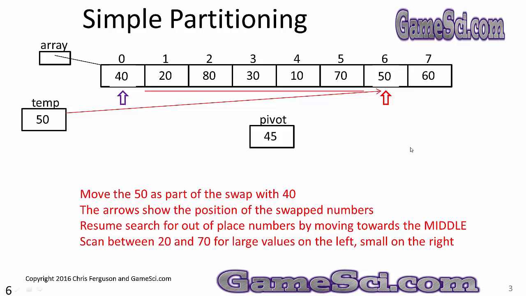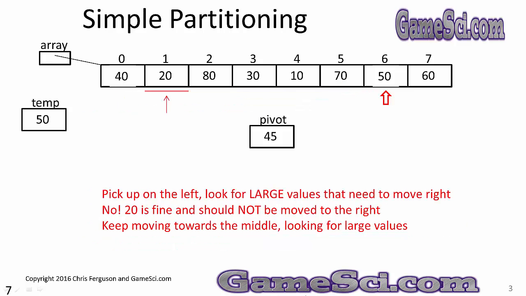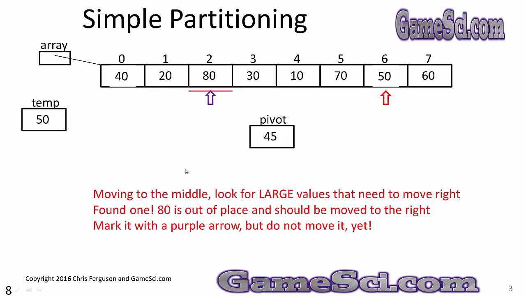Let's resume our search for out-of-place numbers by moving towards the middle. See this red underline? We don't need to look at these two numbers anymore. Forget about them. Let's scan between 20 and 70 and find numbers that need to move. Picking up on the left, let's look for a large number that needs to move right. The answer is no. 20 is fine and should not be moved to the right. Let's keep moving towards the middle, looking for large values that need to move right. Found one. 80 is out of place and should be moved to the right.